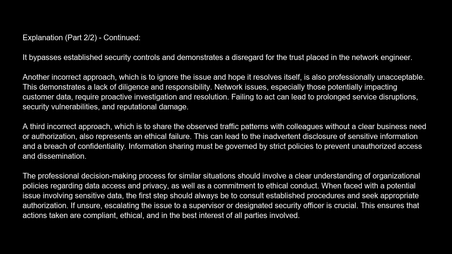The professional decision-making process for similar situations should involve a clear understanding of organizational policies regarding data access and privacy, as well as a commitment to ethical conduct. When faced with a potential issue involving sensitive data, the first step should always be to consult established procedures and seek appropriate authorization. If unsure, escalating the issue to a supervisor or designated security officer is crucial. This ensures that actions taken are compliant, ethical, and in the best interest of all parties involved.